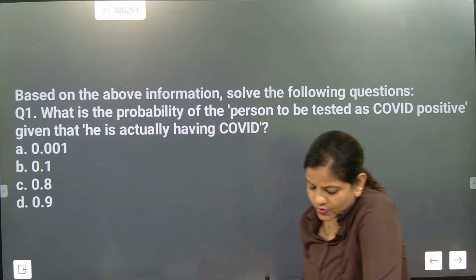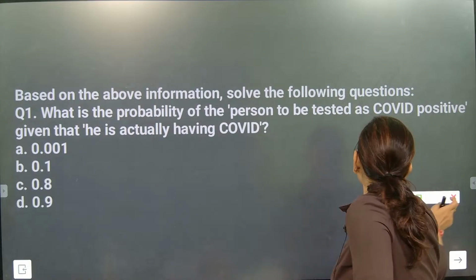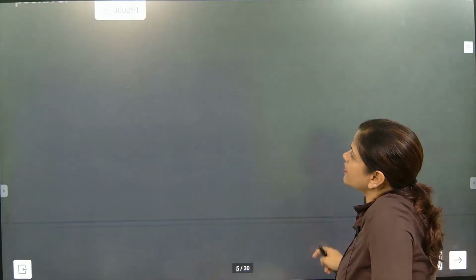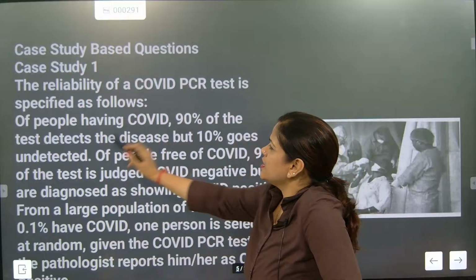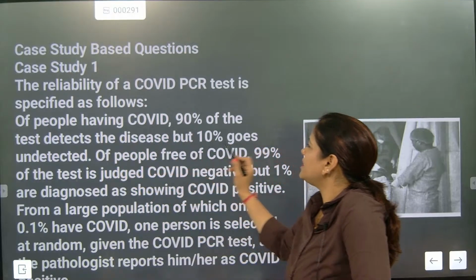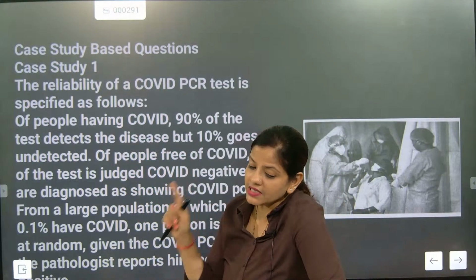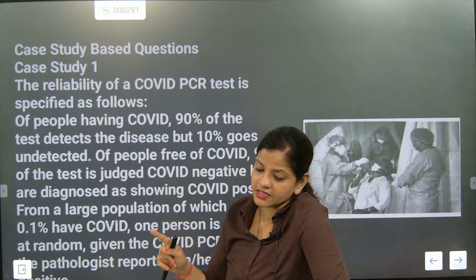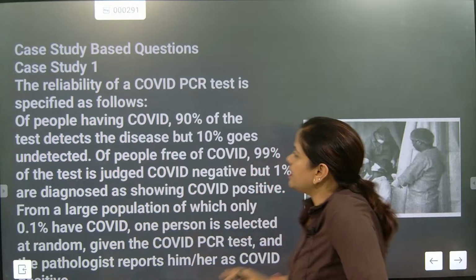But what is the situation given? If we check the question, in the question part we are going to collect some information, just the reliability of the COVID test. See, 90% of the tests detect the disease, but 10% go undetected. 90% of tests are detecting the disease, 10% are not detected. This is one thing. Now, the second part.